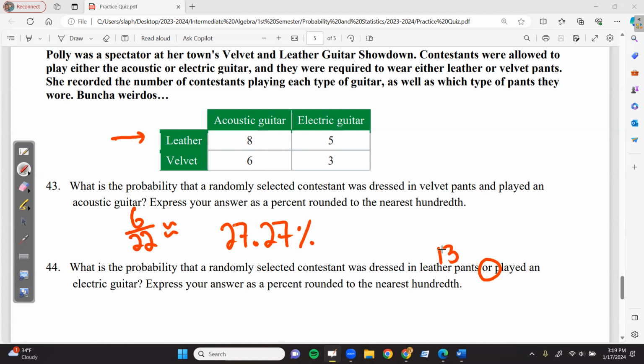And then I also have to add to that the people that play an electric guitar, and they are where this purple arrow is pointing right down here. Those are all electric guitar people, and there are 8 of them. And for the 24th time, why can I not just do 13 plus 8 and just stick it over 22? Because some people got counted twice.